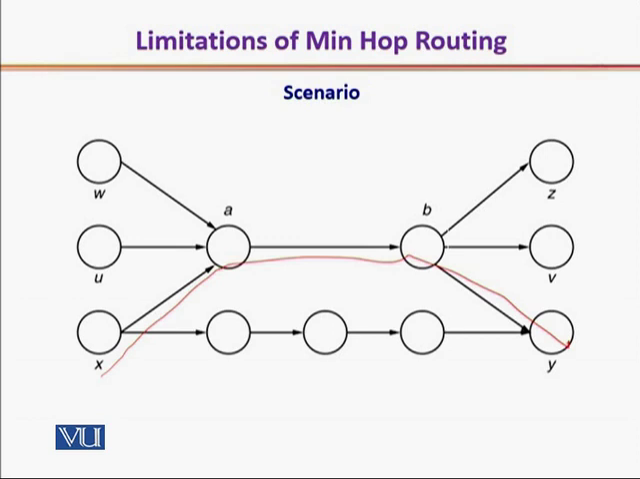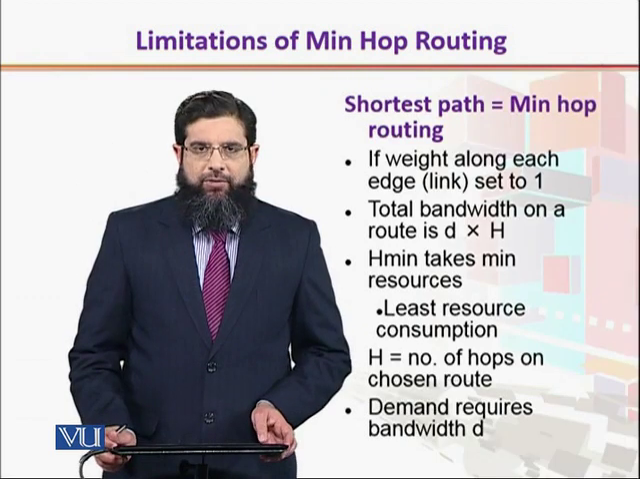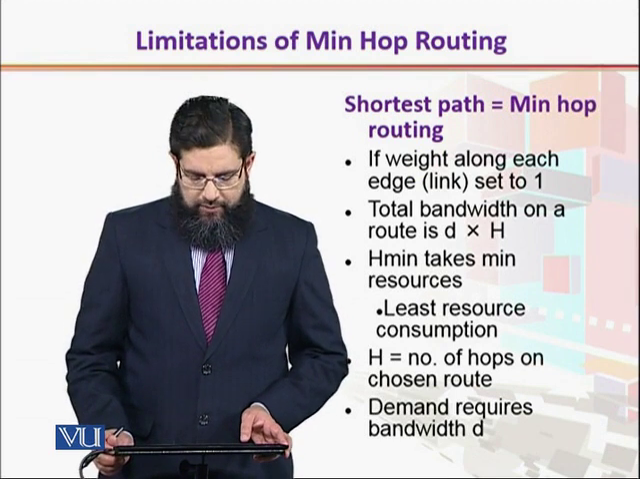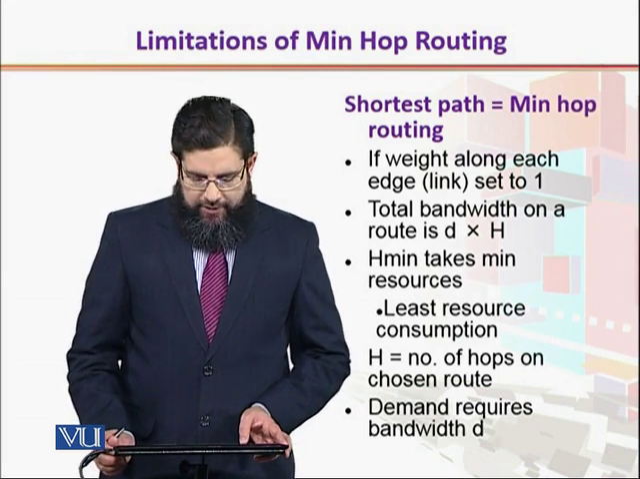But when we look at W trying to transmit, say, to Z and U to V, they cannot use this path anymore because of the occupancy of the traffic from X to Y. So, in that case, this part of the network becomes unusable to them. This inherent limitation of minimum hop routing can be understood by the fact that the shortest path routing is the minimum hop routing as we are considering the weight of each edge or link equal to 1.